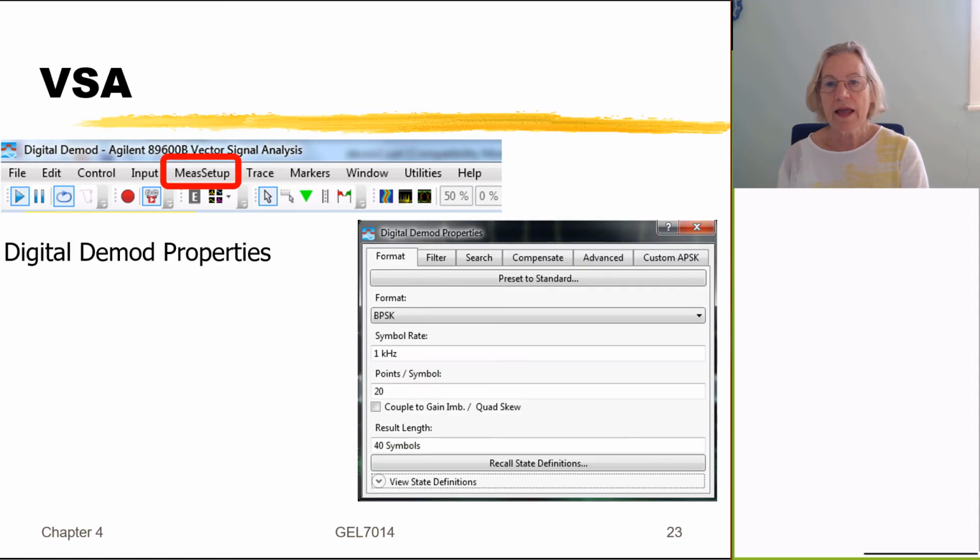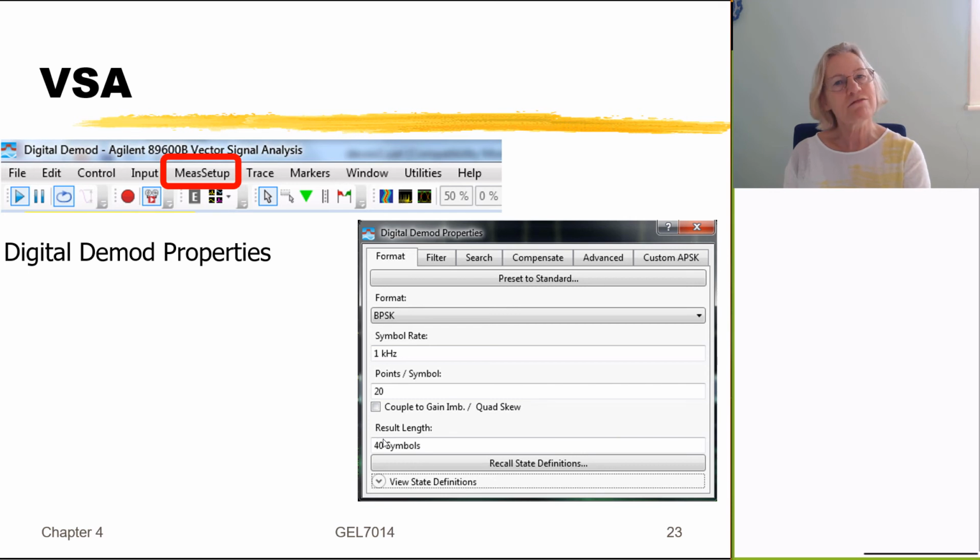Now, once I have loaded these files into the VSA software, there are a couple of adjustments that I'm going to have to make, and one of them is to something called the digital demodulation properties, which comes under the measurement setup tab. We have to make sure that the setup really is BPSK, 1 kilohertz symbol rate, and we want to put in our 20 points per symbol. Then there is the result length, which is how many symbols will be presented at one time on the screen. We want to look at something between 40 and 200, and I'll be talking about what different values you'd want to use and why.